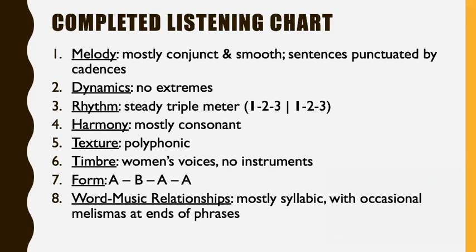The texture is polyphonic, as we mentioned. Talking about timbre, there are no musical instruments, it's only vocal music. And in this case, we've got women singing. The form we discussed, A, B, A, A. And looking at number 8, it's mostly syllabic with occasional melismas at the ends of phrases.